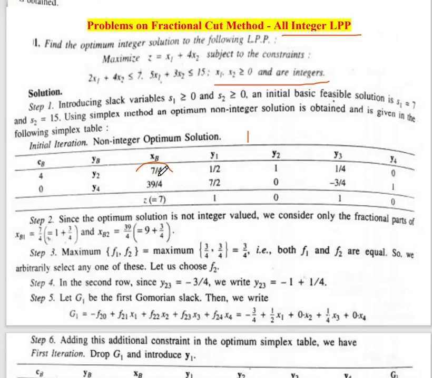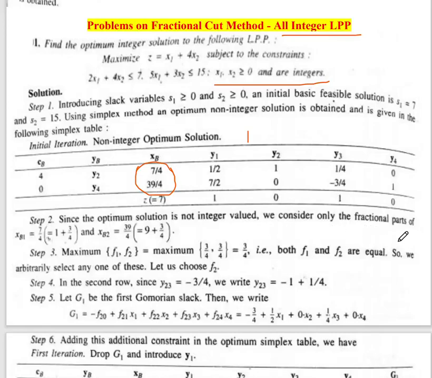But here in the xb column, x2 is 7 by 4 and x4 is 39 by 4. But this x2 column will not give integer values, so these are non-integer values. Since the optimum solution is a non-integer value, this table will not give the optimum solution of the given integer programming problem.